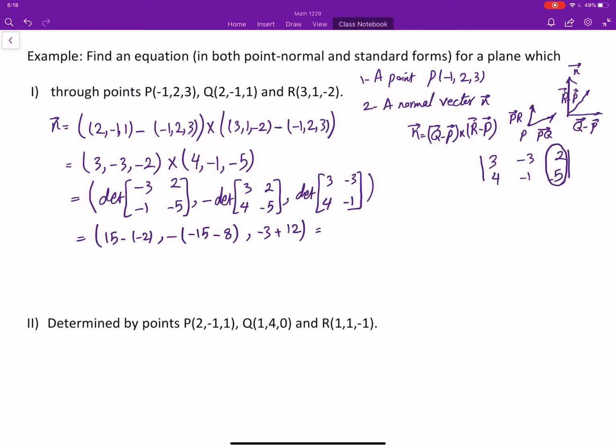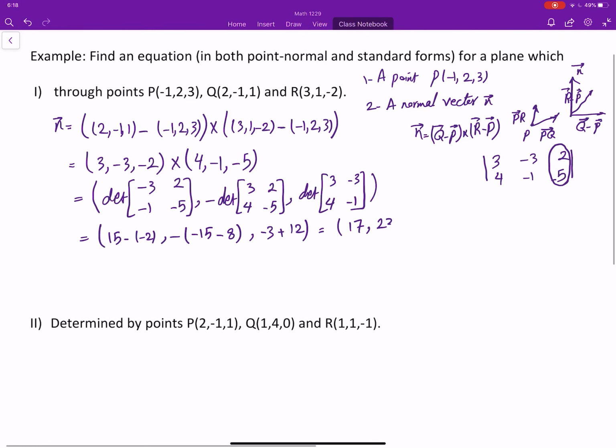Now this is a huge number, but doesn't matter for us. So we get 17, 23, and then just 9.